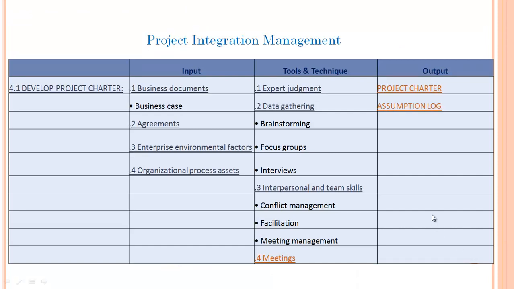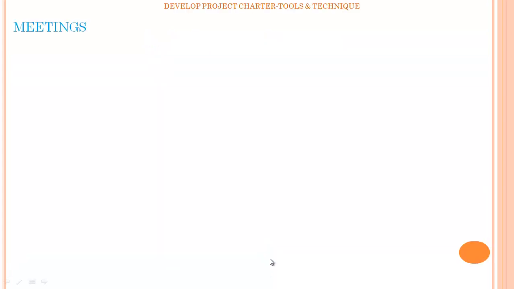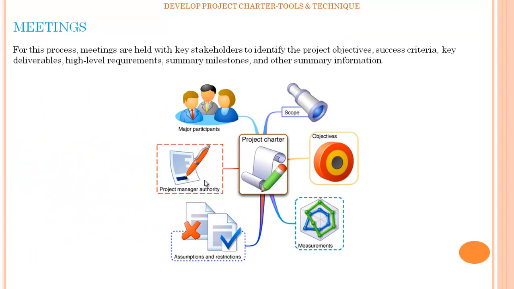Now we'll explore the next tools and techniques, that is meetings. For this process, meetings are held with key stakeholders to identify the project objectives, success criteria, key deliverables, high-level requirements, summary milestones, and other summary information. This diagram represents meetings. There is a project charter, and the project charter contains scope, major participants, objectives, measurement, assumptions and restrictions, and the project manager authority.